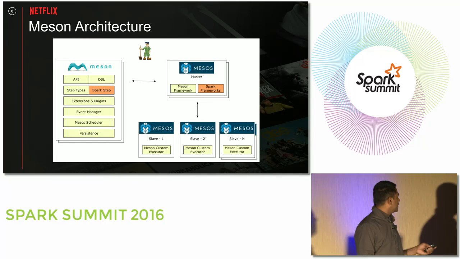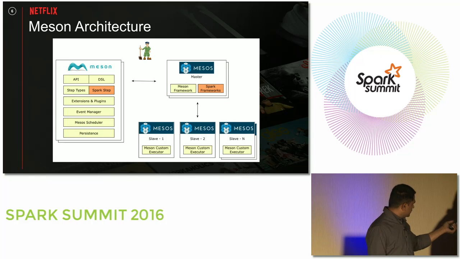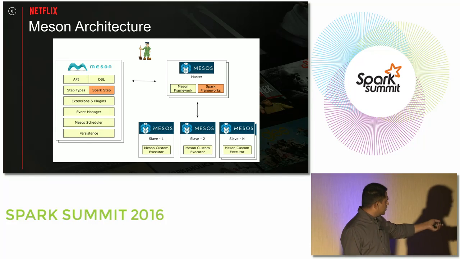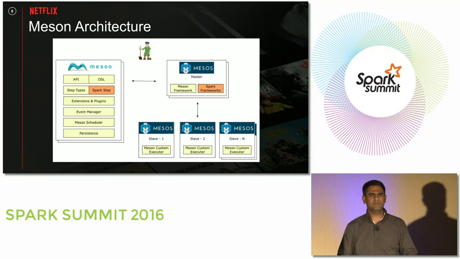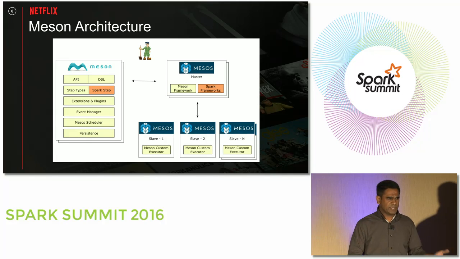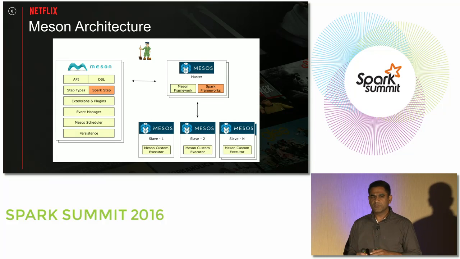Okay. So Meson registers itself as a Mesos framework. A lot of these components within Meson are all pluggable. So for the expression of the intent, we have a UI. We also have an API if someone wanted to do it programmatically. And we also have a DSL. So if someone wants to express how the orchestration should happen, we have multiple ways of doing that.